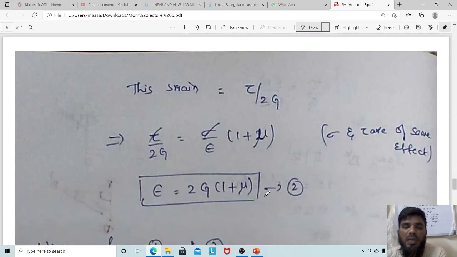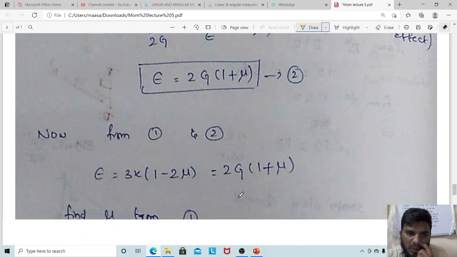But the effects of tau and sigma are almost equal, so we can cancel them out. We can write it as E is equal to 2G of 1 plus mu. So we have got equation 2, in which we have a relationship between E and G, and previously we had a relationship between E and K.